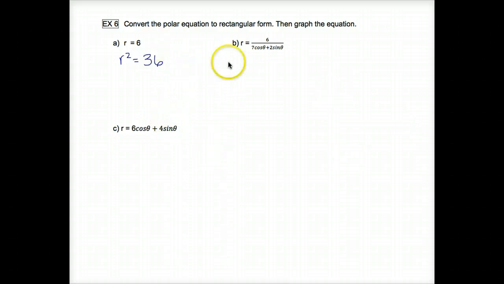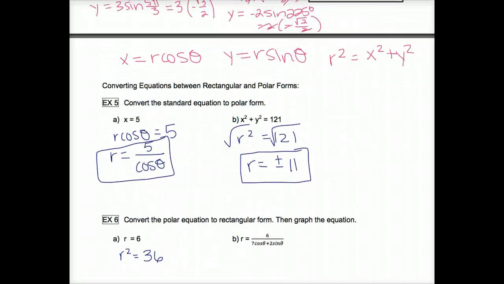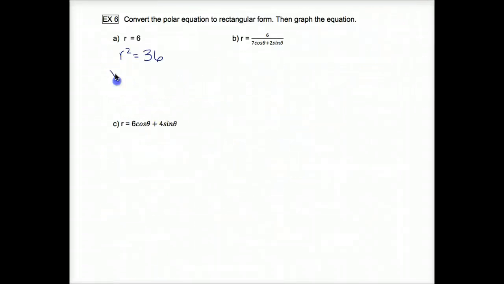And because if I want a rectangular form, that means I want x's and y's. So r squared, we had written over here, r squared is x squared plus y squared. So then, after I square both sides, if I make that substitution, now I do have an equation, x squared plus y squared equals 36. Now notice that it says then graph the equation. So that's the part that makes it a little tricky.